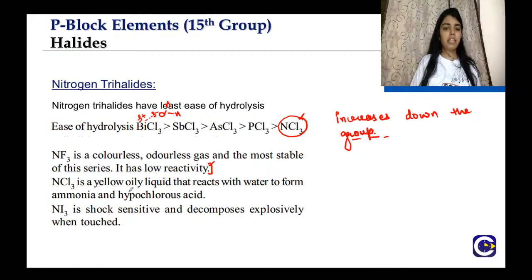NCl3, if you see, is a yellow oily liquid that reacts with water to form ammonia and hypochlorous acid. So hypochlorous acid and other acids of chlorine we will learn in the halogen family. NI3 is shock sensitive and decomposes explosively when touched.